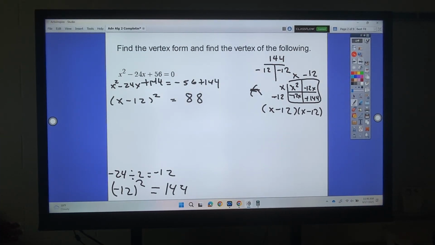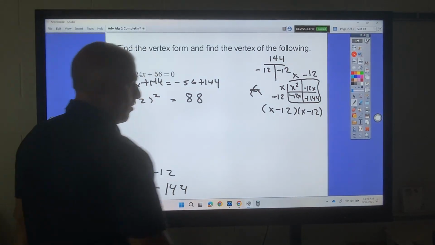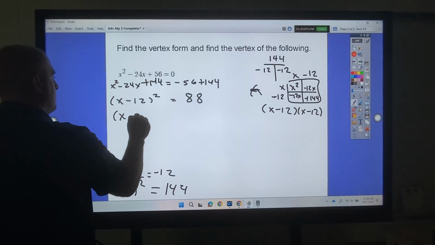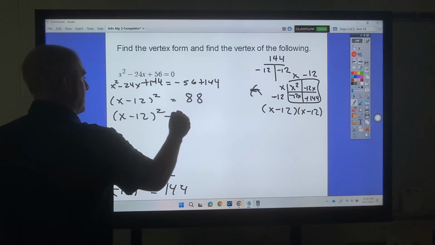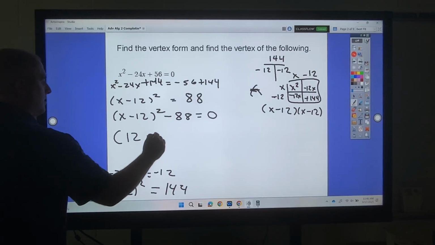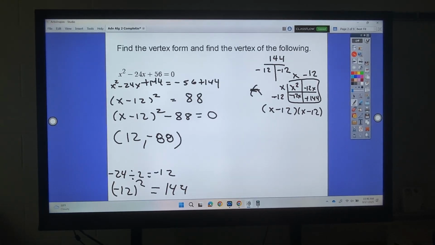So it's like a shortcut. It's like a math trick. And the way it allows you to do it is balancing the equation. You don't affect anything. Now, to get this in vertex form, just bring this 88 back. So my vertex is 12 and negative 88. Remember, we get this from solving the inside.